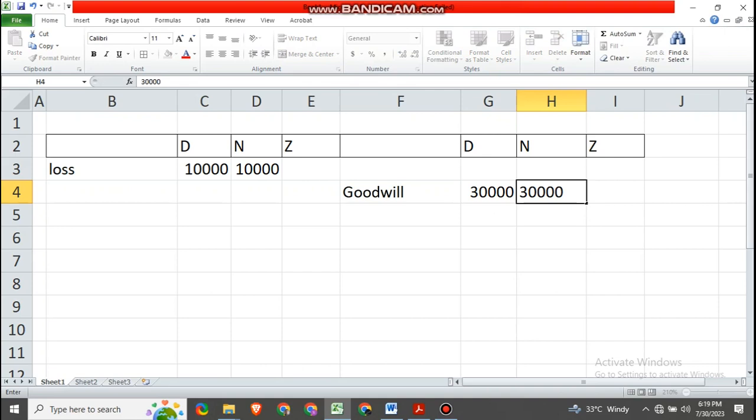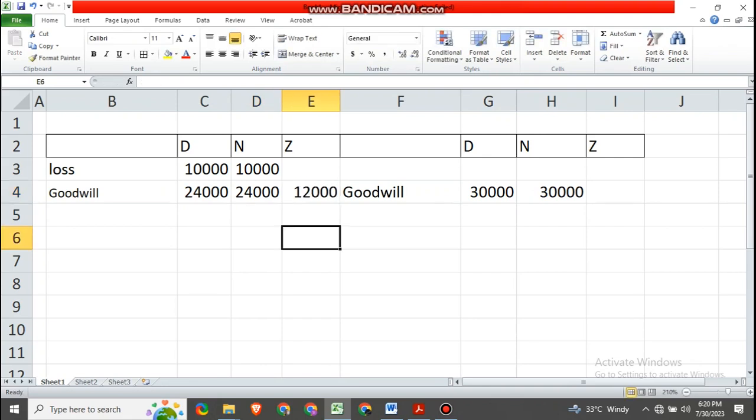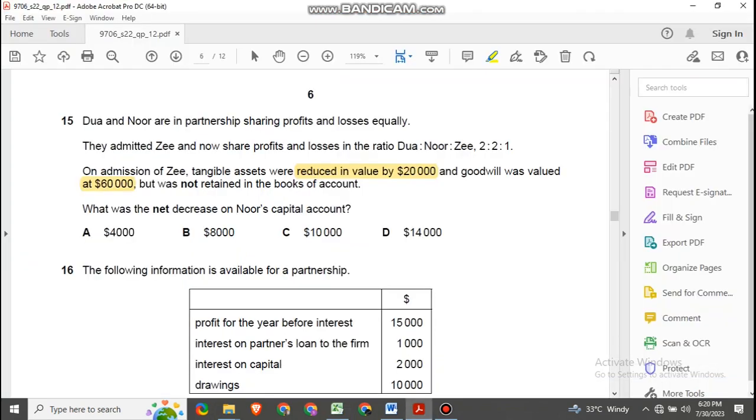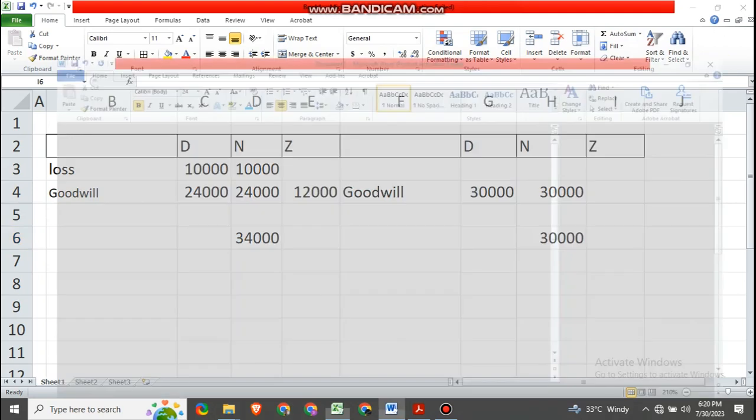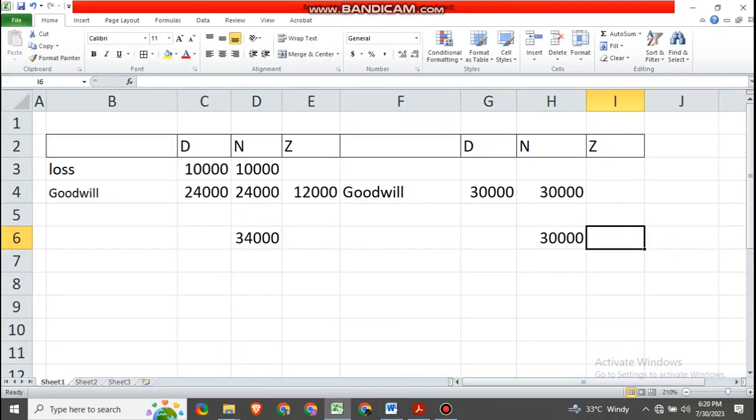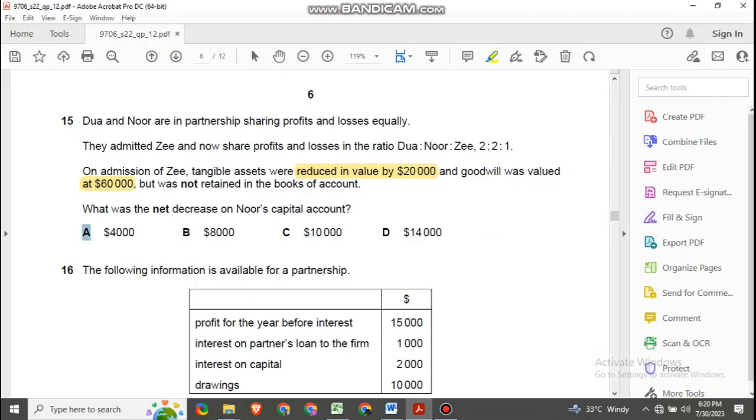and then Zin does not get anything, and the goodwill will be divided again here in the new profit sharing ratio, which is 2:2:1. So 60,000 divided by 5 into 2, and this is coming 24,000. So this is also 24,000 here, and this one is 12,000. So that means in Noor's account, we can see that his debit side is 24,000 and his credit side is 30,000. So as per this question, how much is Noor's capital decreasing? So it is 34,000 minus 30,000, and it is 4,000. So Noor is losing 4,000 in this admission of new partner, which is option A, your right answer.